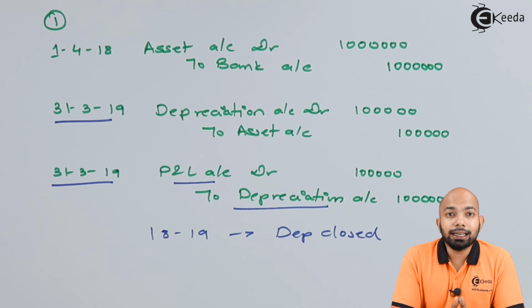As it is a straight line method, hence, if it would have been a written down value method, you would have to calculate every year's depreciation, because under the written down value method, you have depreciation at the end of every financial year on the balance of the account or the asset that is in question.